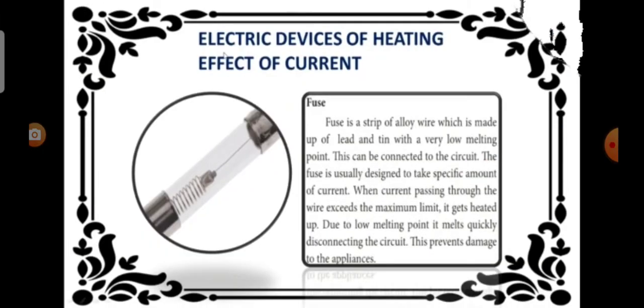The heating effect of electric current can be seen in many devices. Some of them are given below. First one is the fuse. A fuse is a strip of alloy wire made up of lead and tin with a very low melting point. This can be connected to the circuit. The fuse is usually designed to take a specific amount of current. When current passing through the wire exceeds the maximum limit, it gets heated up. Due to its low melting point, it melts quickly, disconnecting the circuit. This prevents damage to the appliances.